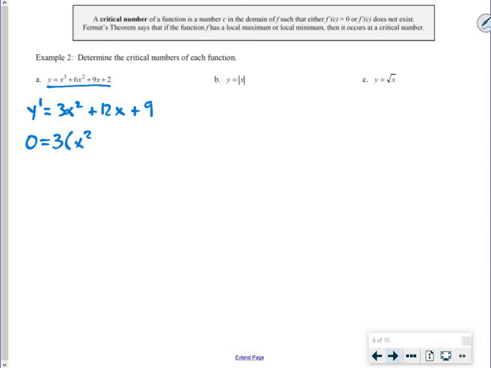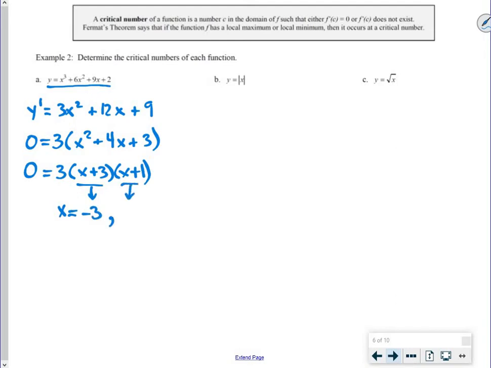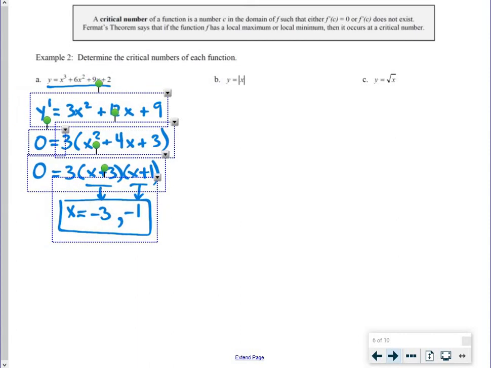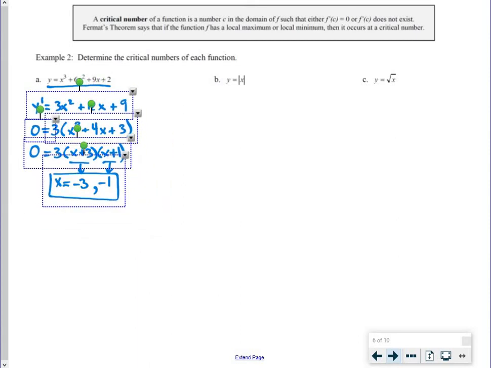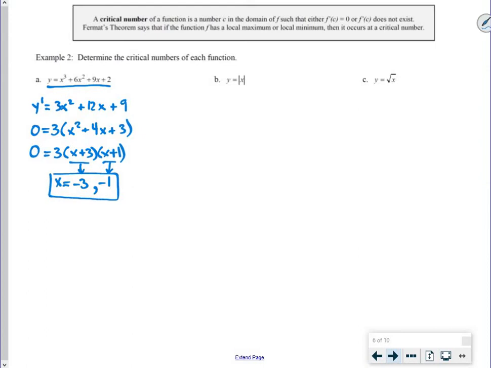We can factor out a 3, so we get that. And we can factor that further, so we get 3(x plus 3)(x plus 1). So we're interested in when that's equal to 0. That happens when x equals -3, and this thing is equal to 0 when x is -1. So the critical values, or critical numbers, in this function are at -3 and -1. You can go ahead and graph that if you like and see what's happening in the neighborhood.